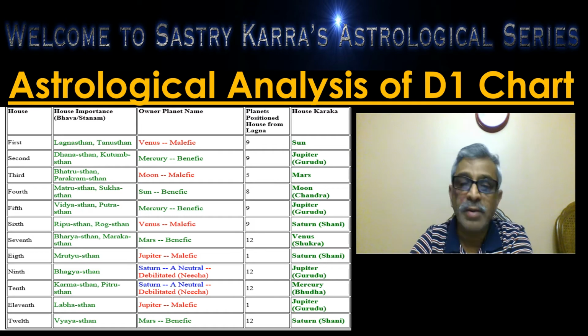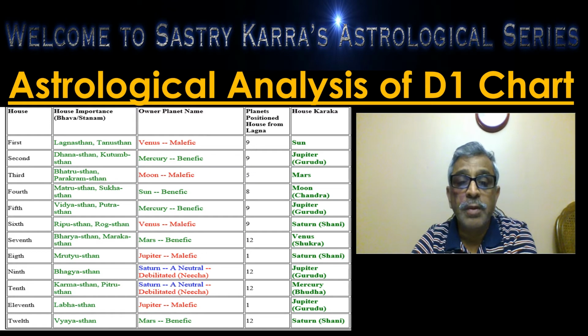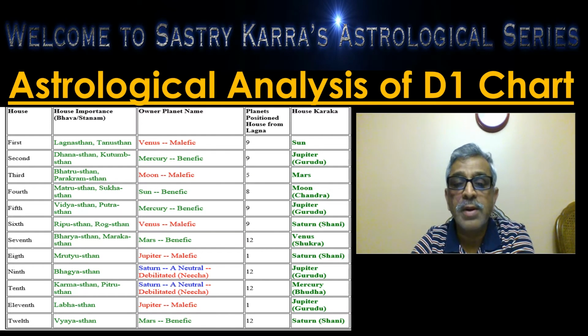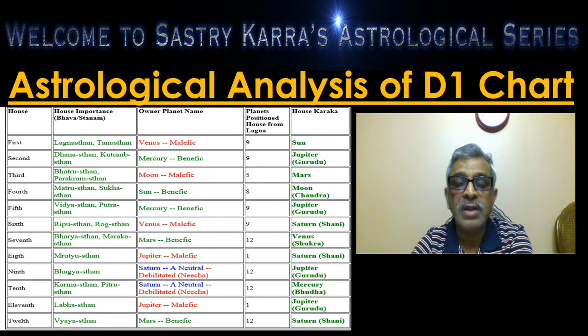So where is Mercury residing? Mercury is residing in the 9th house. The 9th house is the place where the Lagna-Adhipathi Venus is residing. At this point, the Lagna-Adhipathi and the 2nd house Marakasthana-Adhipathi Mercury, they both are residing in the 9th house. Let's just stay there. The third house lord is Moon.